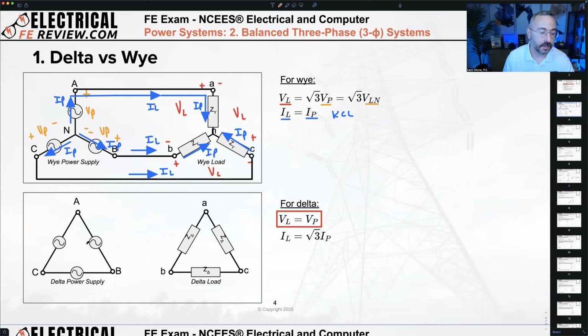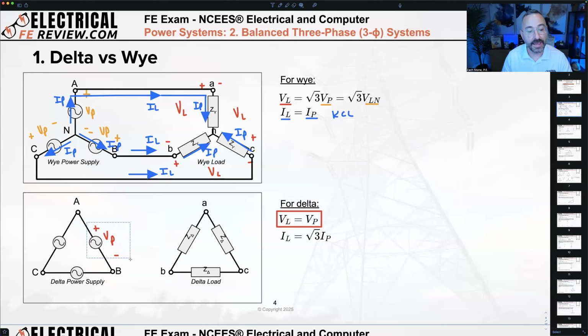All right, looking at the delta power supply on the left, here's the A phase voltage. It's really important when you hear the word phase in electrical engineering and power engineering, we're talking about this right here. That's one phase of a three-phase generator, or that's one phase of a three-phase transformer secondary. Same thing when you hear the word phase for a load, here's one phase. When we use the word phase, we're really talking about the load, we're talking about the power supply.